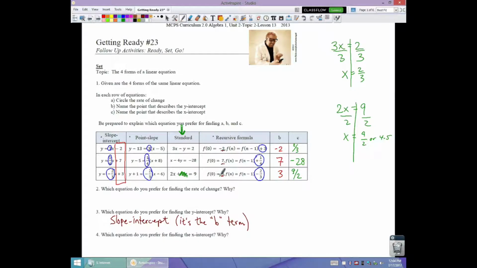And number 4, which equation do you prefer finding the X-intercept? Well, again, none of them make it obvious. I think you would probably prefer the standard form. And the reason for that would be when you sub the 0 for y, you're left with simply a one-step equation to solve.